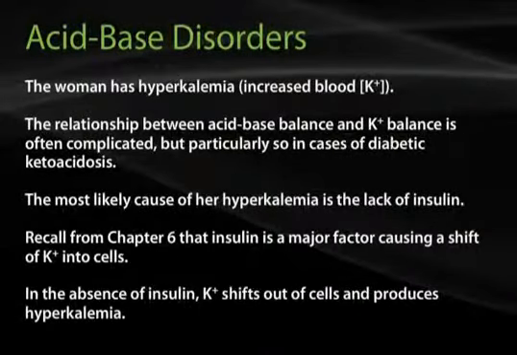The woman also has hyperkalemia, or increased blood potassium concentration. The relationship between acid-base balance and potassium balance is often complicated, but particularly so in cases of diabetic ketoacidosis. The most likely cause of her hyperkalemia is a lack of insulin. Recall from Chapter 6 that insulin is a major factor causing a shift of potassium into cells. In the absence of insulin, potassium shifts out of cells and produces hyperkalemia.